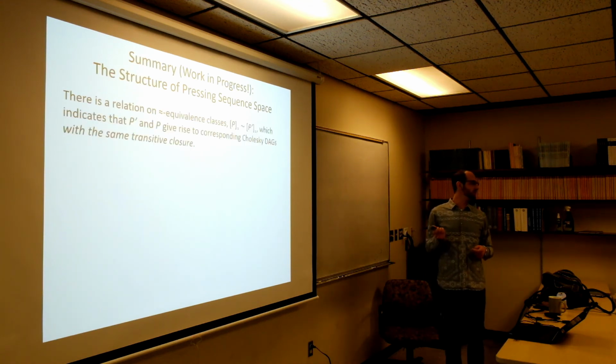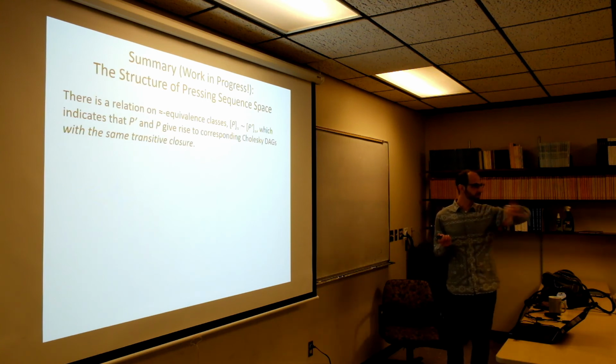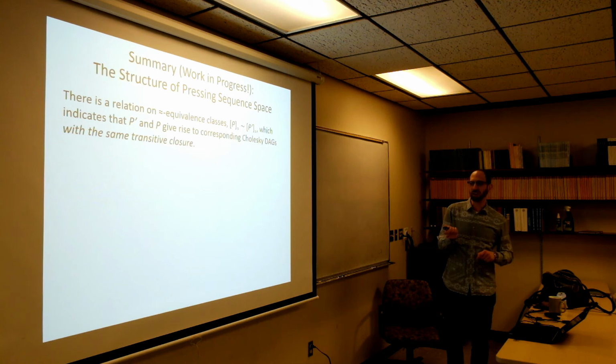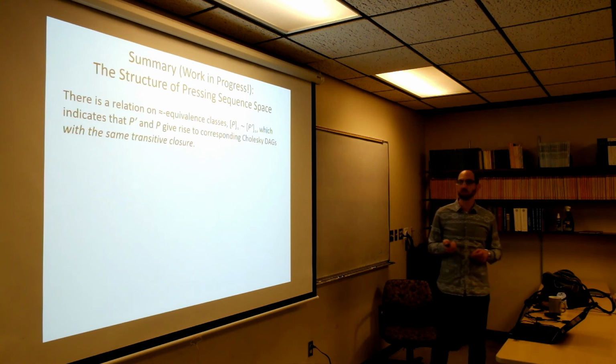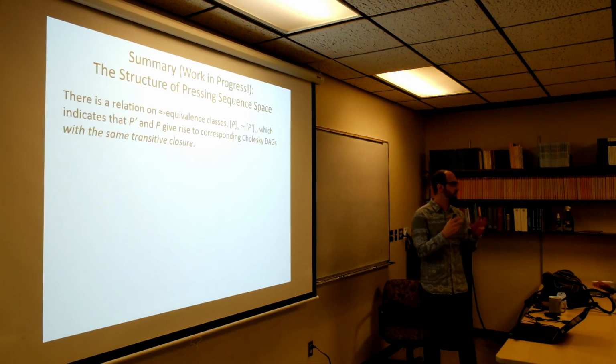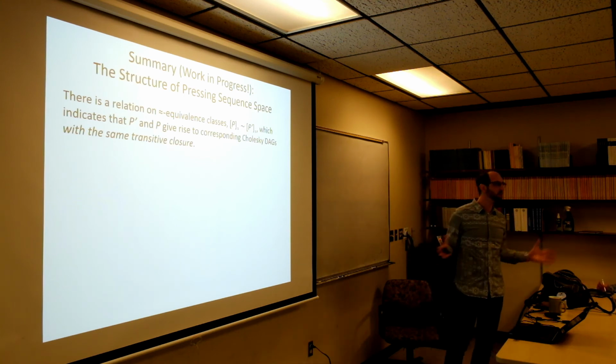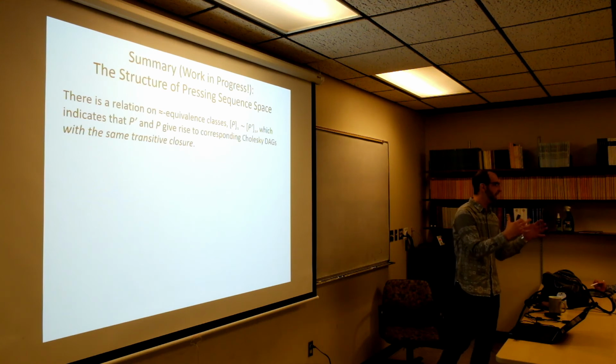There's another equivalence relation. So forget about the equivs for a second. On the squiggle, I guess what is that? Sim? No, that's sim. That's approx. So on the approx equivalence classes, there's a sim relation. There's not enough symbols for equal. Sorry. It indicates that P prime and P give rise to corresponding Cholesky DAGs, meaning they have the same transitive closure. So now we're going to take these equivalence classes under approx and put them in piles according to whether the corresponding DAG has the same transitive closure.